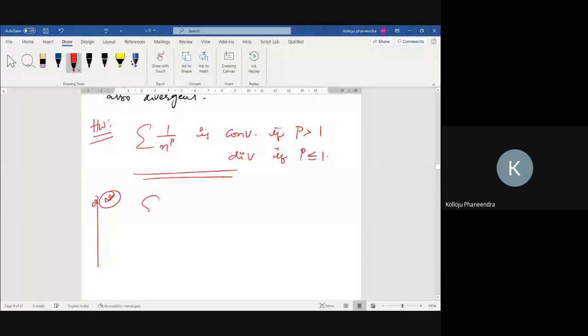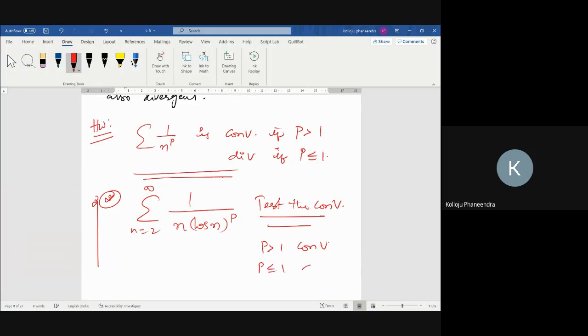And next, one more problem. What is that? Summation 1 by n into log n power p, n is from 2 to infinity. Test the convergence. You also try this. Again, this is homework. And the answer is p greater than 1 convergent, p less than or equal to 1 divergent. In particular, we have to apply this integral test only when f of x is an integrable function. If f of x is not an integrable function, don't apply the integral test. Okay.